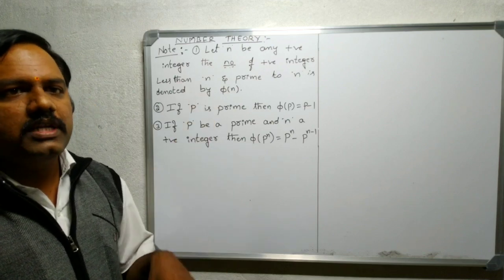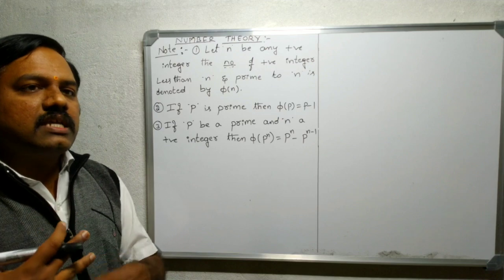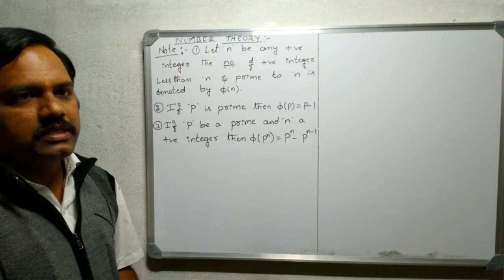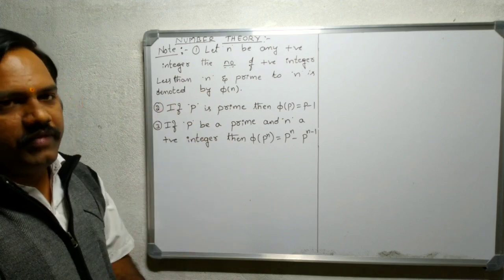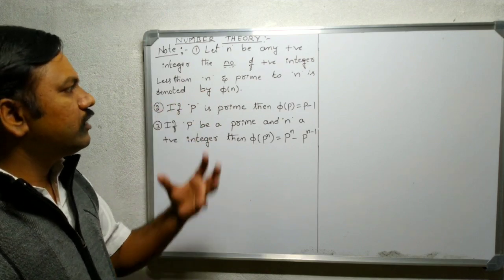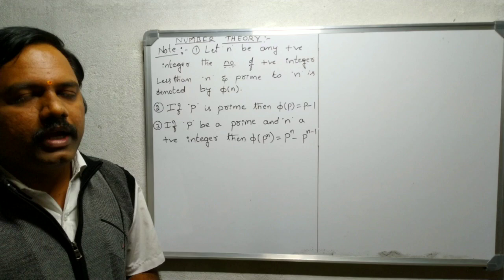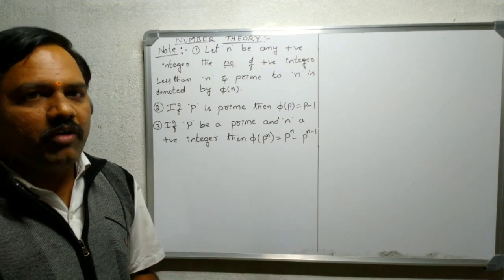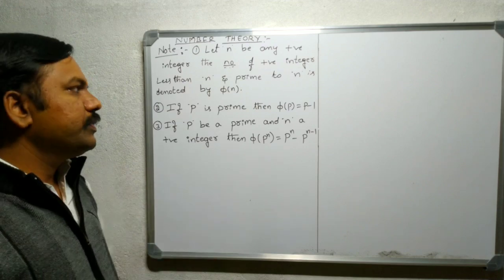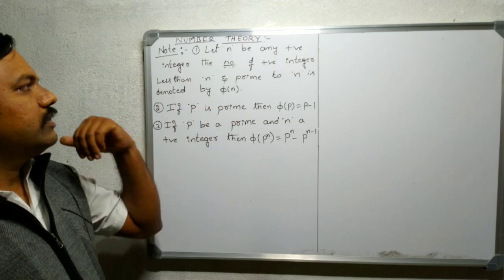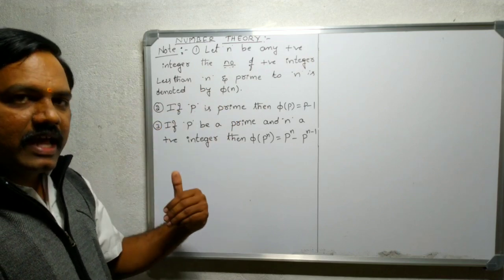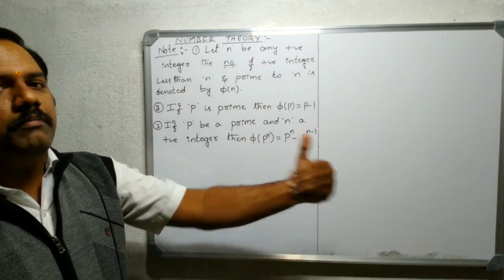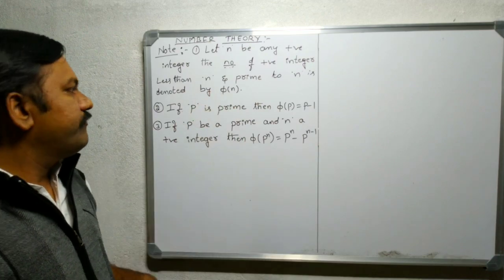Actually this phi of n was already discussed in some previous semesters. You all know about this phi of n, I think. If not, I will tell you how, when solving problems, we find out phi of n. So that is phi of n. That means the number of integers less than n and prime to n is denoted as phi of n.